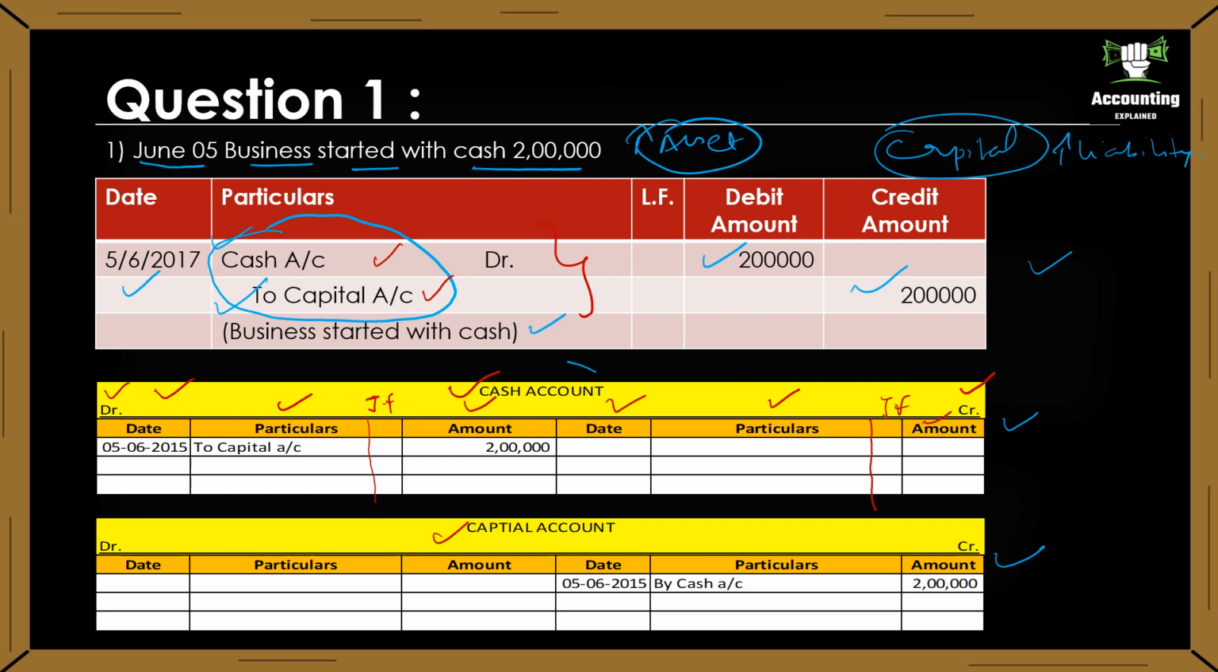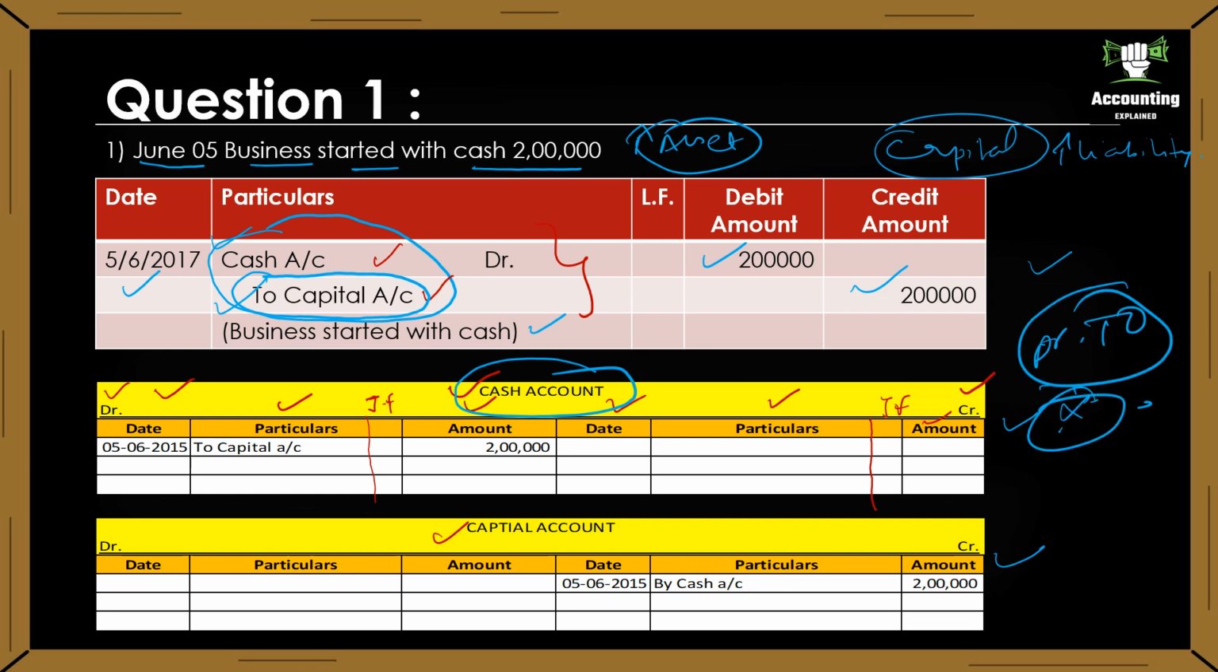Cash account we are opening. See in the journal entry, what is the account opposite to the cash account? It is capital account. Here capital account is credited in the journal. In the ledger we have to debit it. When you debit an account in the ledger, it will start with To. Remember this, very important.